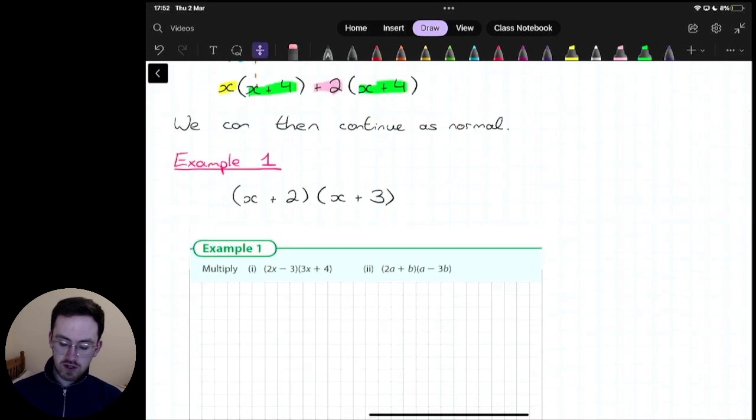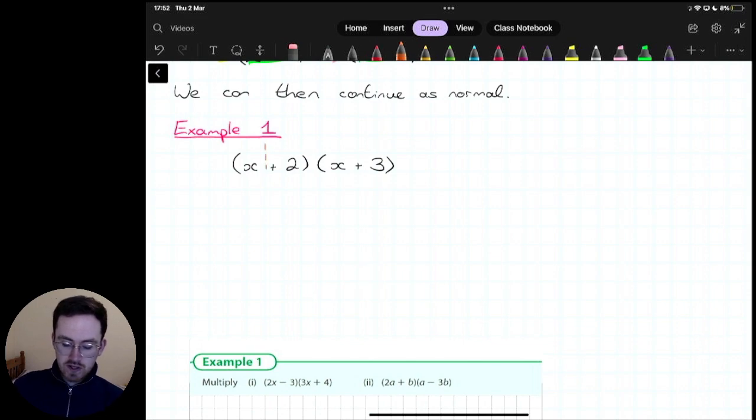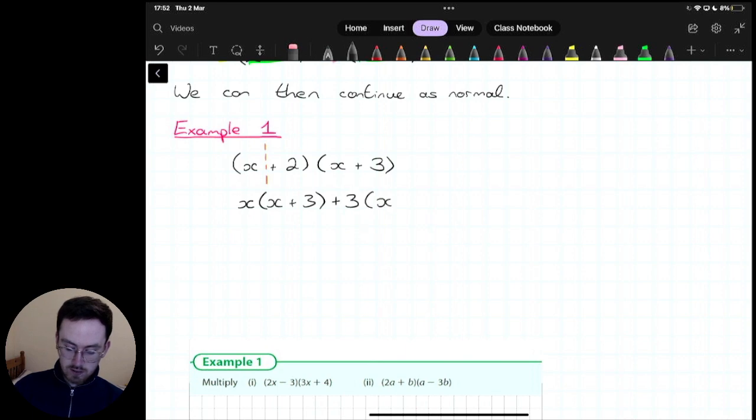Okay, we'll do a full example through. So x plus 2 multiplied by x plus 3. We split the bracket here, just in front of the plus. We rewrite it, x and my second bracket, and my plus 3, or sorry, my plus 2, and my second bracket. Let's highlight that so we can see how easy it is to get confused. I'll leave the things yellow that are coming from the first bracket, and then maybe do green for the second bracket.